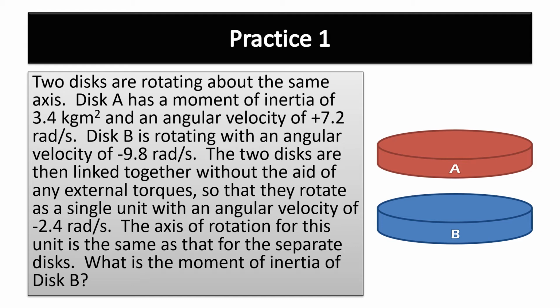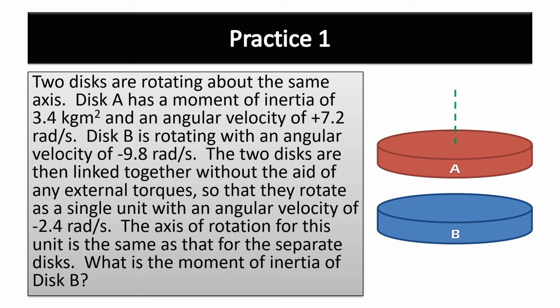in Unit 9. It says two disks are rotating about the same axis. Disk A has a moment of inertia of 3.4 kilogram meters squared and an angular velocity of positive 7.2 radians per second. Disk B is rotating with an angular velocity of negative 9.8 radians per second. The two disks are then linked together without the aid of any external torques, so that they rotate as a single unit with an angular velocity of negative 2.4 radians per second. The axis of rotation for this unit is the same as that for the separate disks. What is the moment of inertia of disk B?